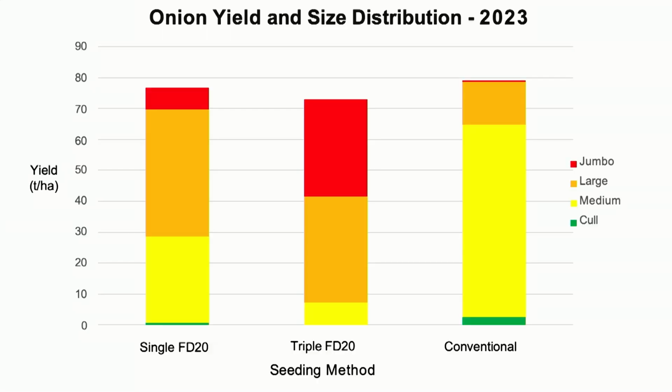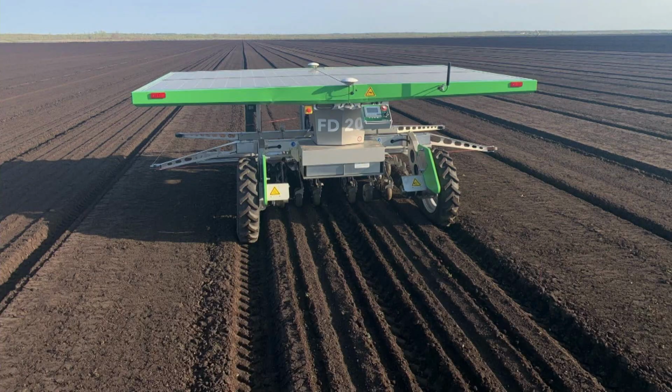So our final yield numbers actually being same across the board. There were no significant differences in total yields. Instead, we actually saw significant differences in the percentage of large onions that were seeded by the robot compared to the conventional system.